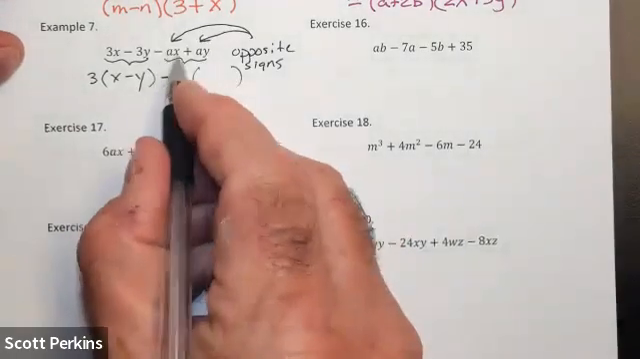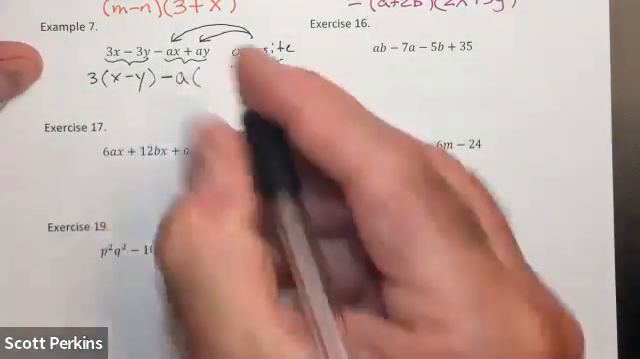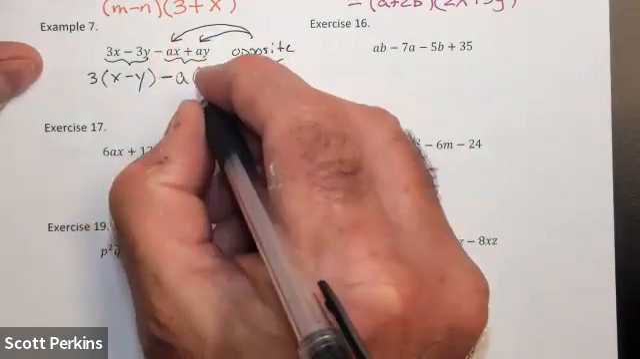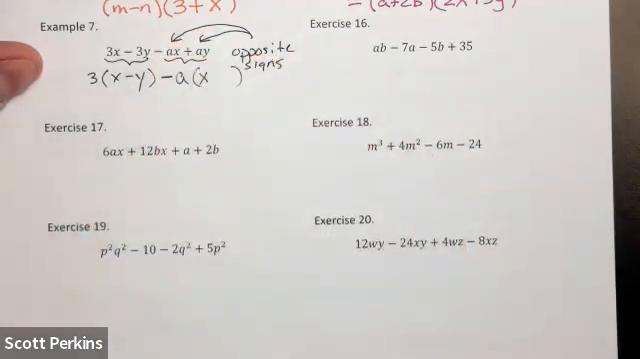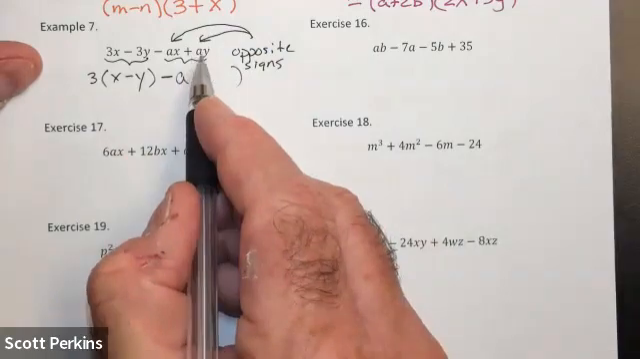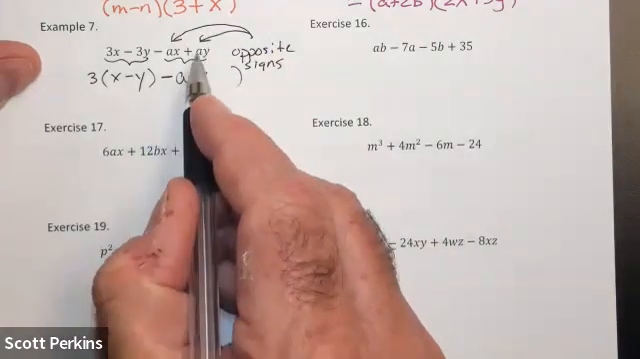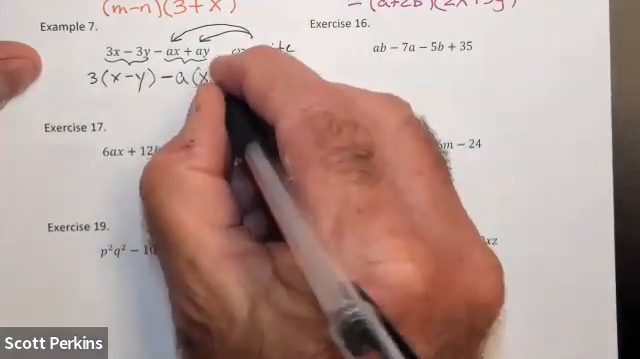So when I do that, a negative ax, I factor out the negative a. I'm left with a negative divided by a negative leaves a positive x. And then the positive ay divided by negative a, a positive divided by a negative is a negative y.